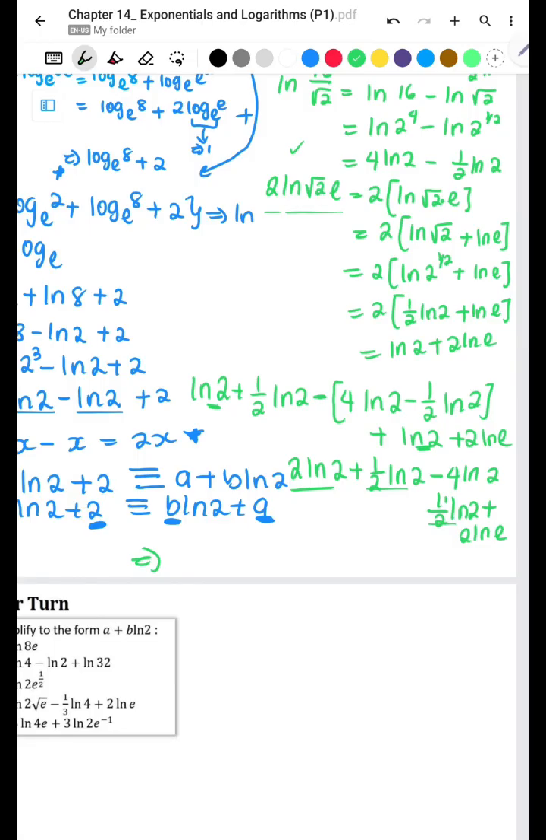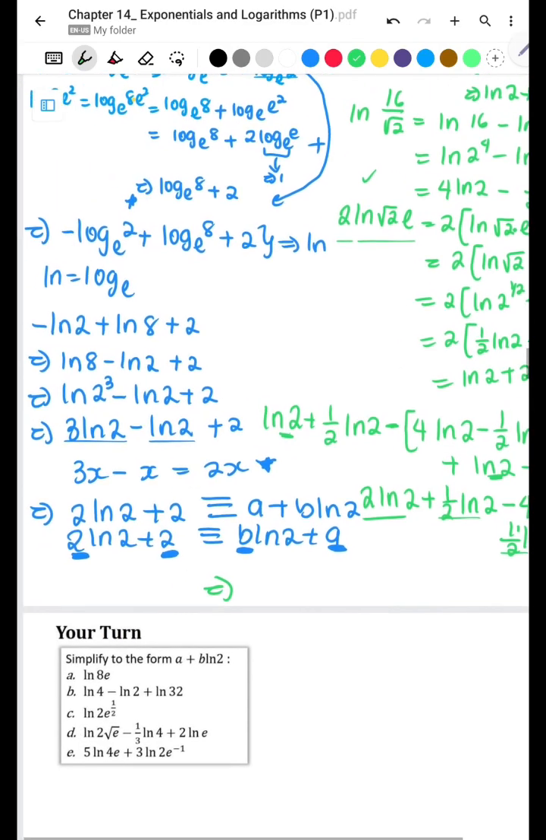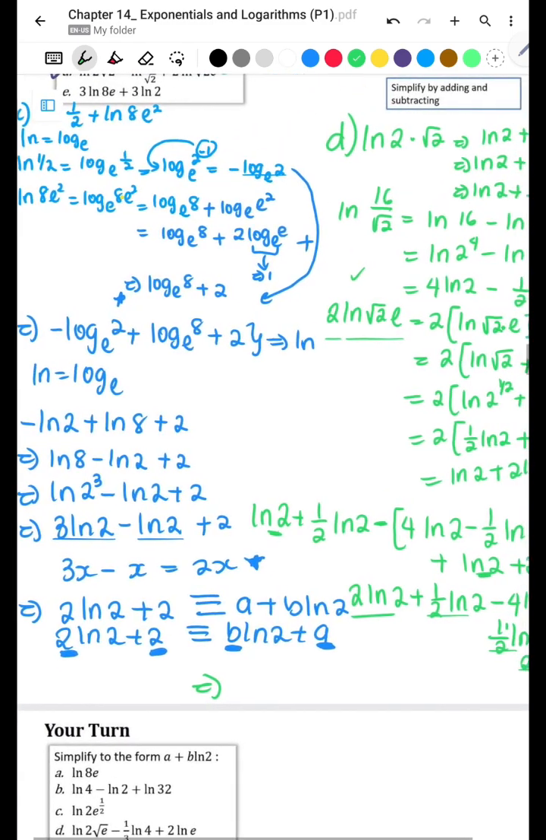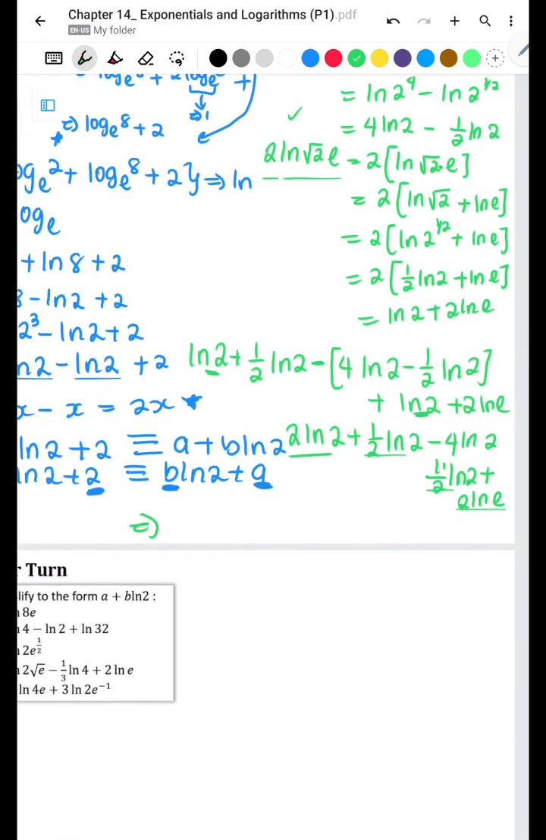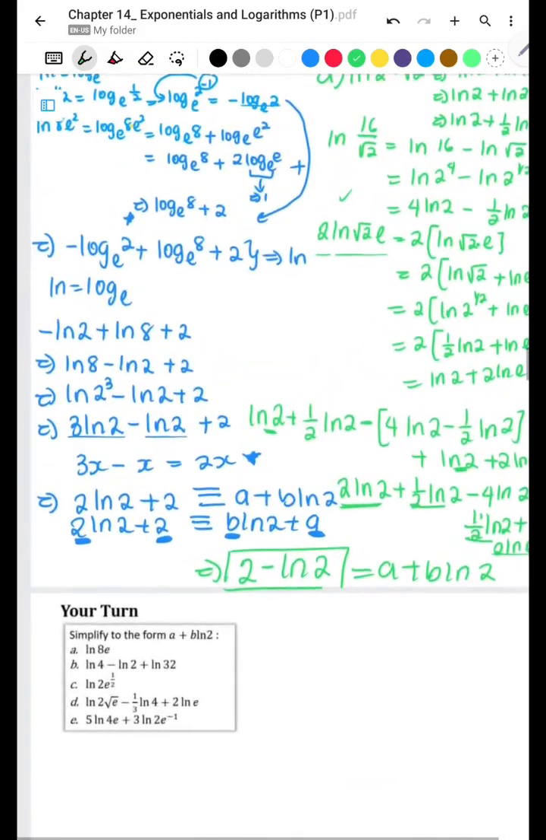So combining this together, I would simplify my answers to: the first one is 2 natural log of e, as explained, when did I explain it? 2 natural log of e is the same thing as just 2 because I have log base e to e. So I know this is 2. And half plus half is 1, plus 2 is 3, negative 4, that's negative natural log of 2. So this is my answer in the form of a plus b natural log of 2. Very interesting.